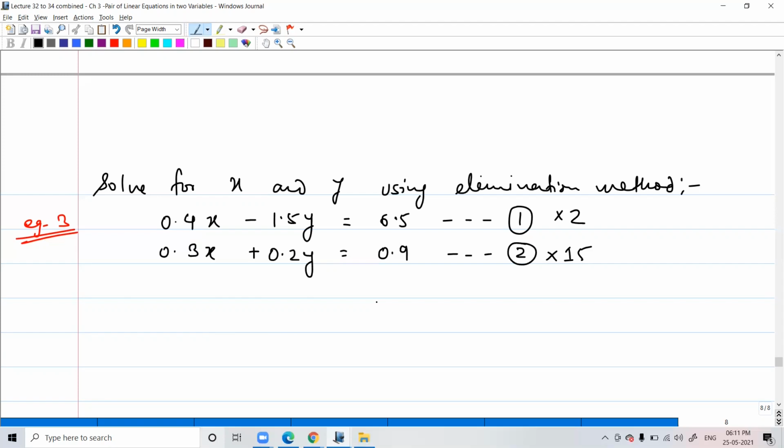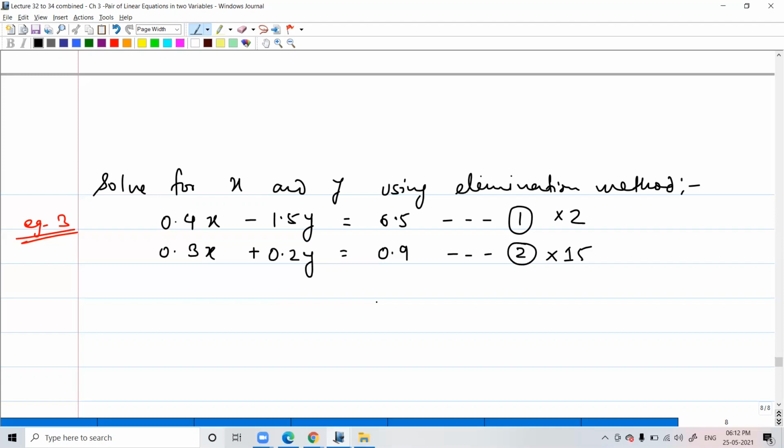You can multiply by any number. If you want, you can divide by the same number. Your wish. Whatever makes the coefficient of the variable equal. Multiply the first equation by a number. We have done that. In some equations, we can divide also by some number. That is also okay.